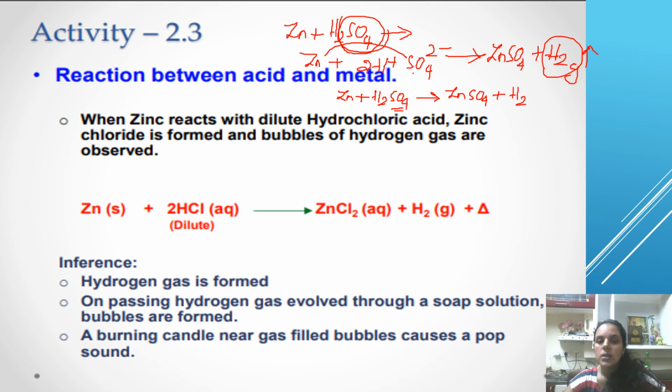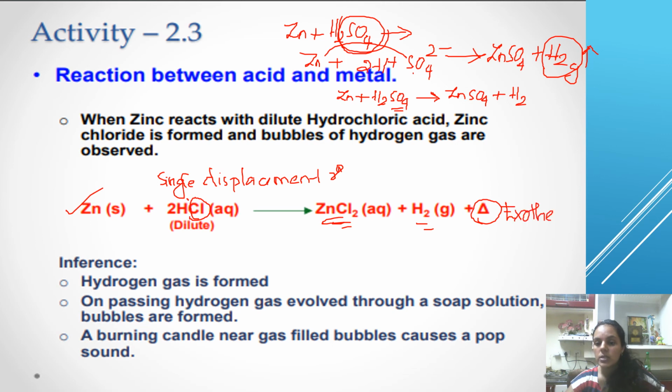In this slide I took dilute hydrochloric acid, and here the reaction is the same: zinc reacts with dilute hydrochloric acid, a single displacement reaction. The chloride ion displaces its place towards zinc and forms zinc chloride plus H2 along with heat. This is an exothermic reaction, which you already studied in your previous chapter, meaning liberation of heat.